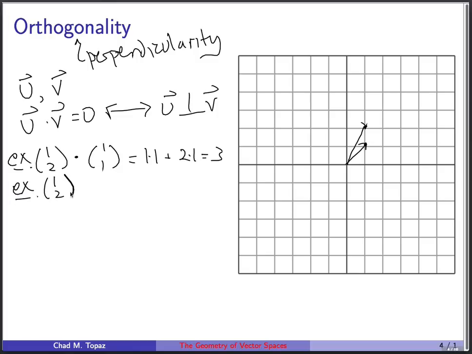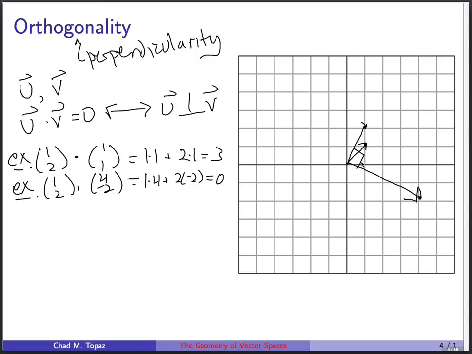Okay, but let's do another example. Let's do (1, 2) and the vector (4, -2). Well, that's 1 times 4 plus 2 times -2. That's 4 minus 4, which is 0. So these are perpendicular. And (1, 2) is this vector. Let's plot (4, -2). That's this vector. So this angle here is a right angle. Okay, this also works in higher dimensions, right?